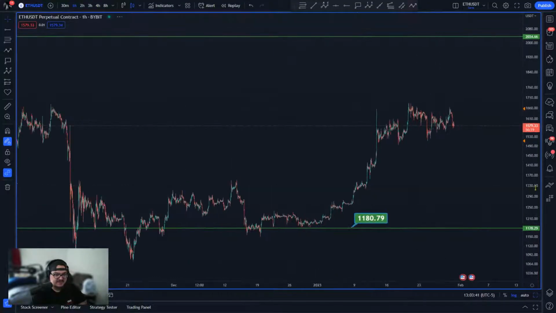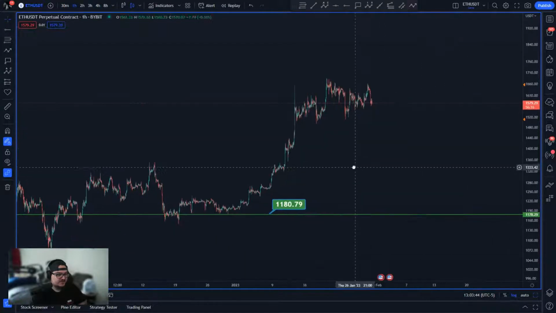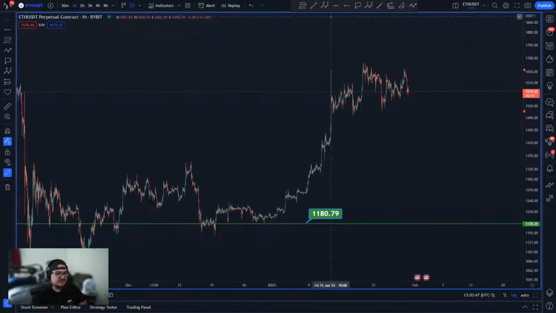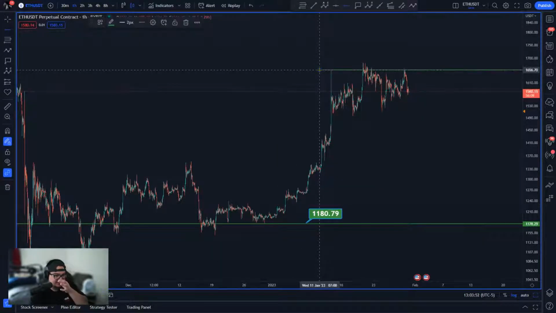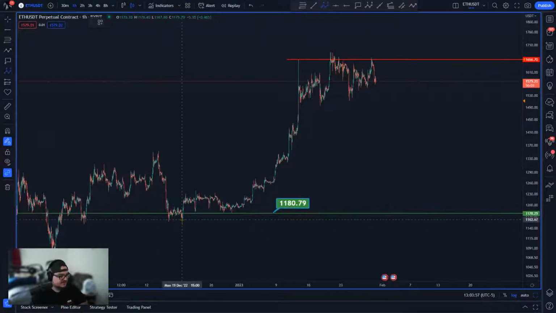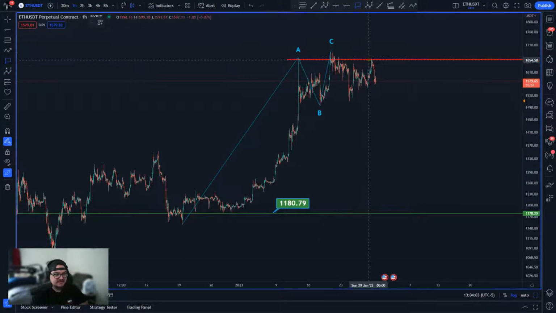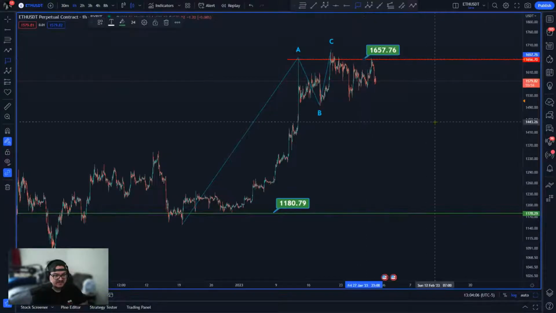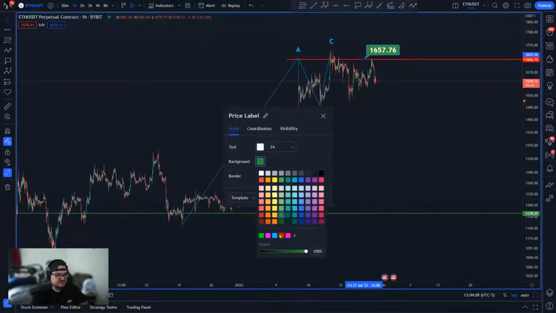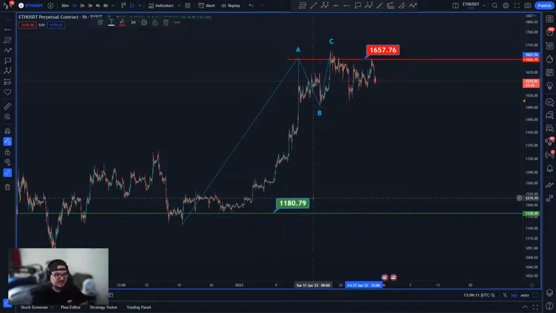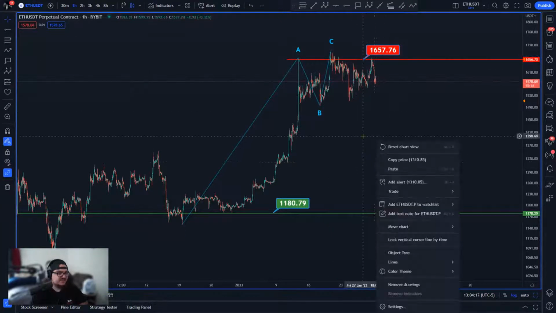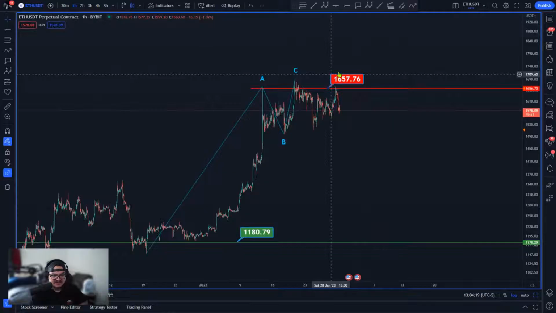So keeping that in mind, if we are going to continue lower, where's a good short setup to get into? A couple people have asked me about this, so I'll touch on it here. I use Bybit's chart, and on Bybit's chart we do have a larger A to a B to a C. You did have a retest of that level at around 1657, and as long as we're below that, I am looking for a little bit more of a downturn.